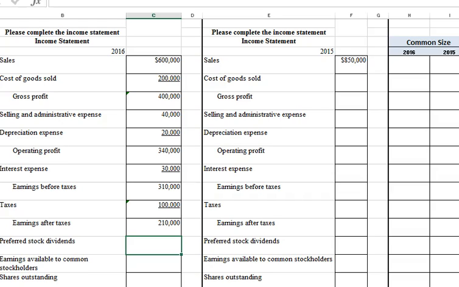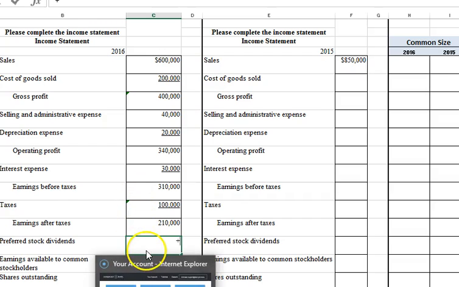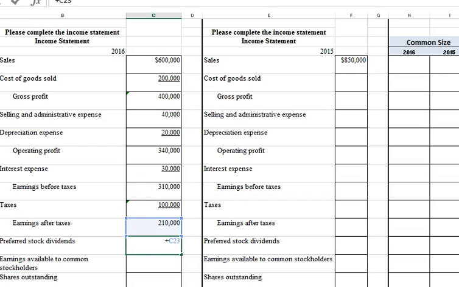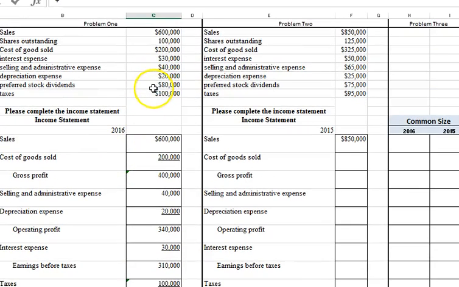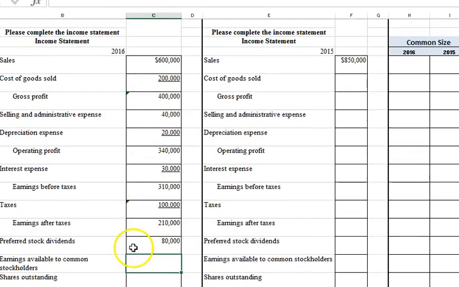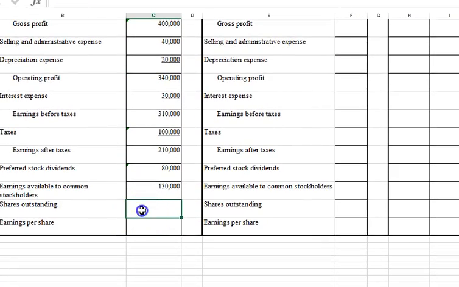So now the bottom gets a little difficult here. Preferred dividends. Where are the preferred dividends? Here we go. 80,000 in preferred dividends. So now when we calculate earnings available to common shareholders, we have to take our earnings and subtract the preferred dividends. And that's how we get earnings available to common shareholders.